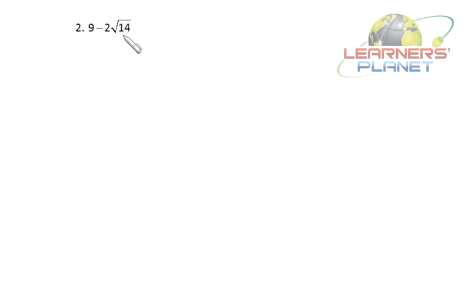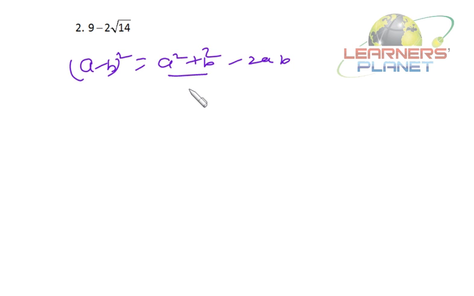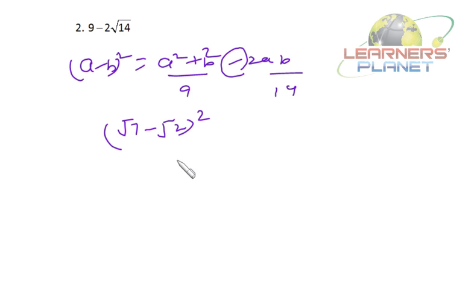In this case, 9 minus 2 root 14, that means a minus b whole square is a square plus b square minus 2ab. Now this a square plus b square must be 9 and ab must be 14. We can think of two numbers. The product of them must be 14 and the sum should be 9. That is 7 and 2. So it's root 7 minus root 2 whole square, since we are having a negative sign over here. So the square root of 9 minus 2 root 14 is root 7 minus root 2. Isn't it so simple?